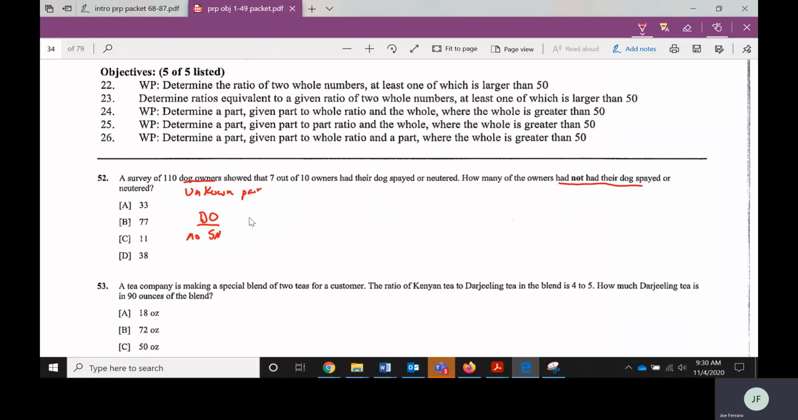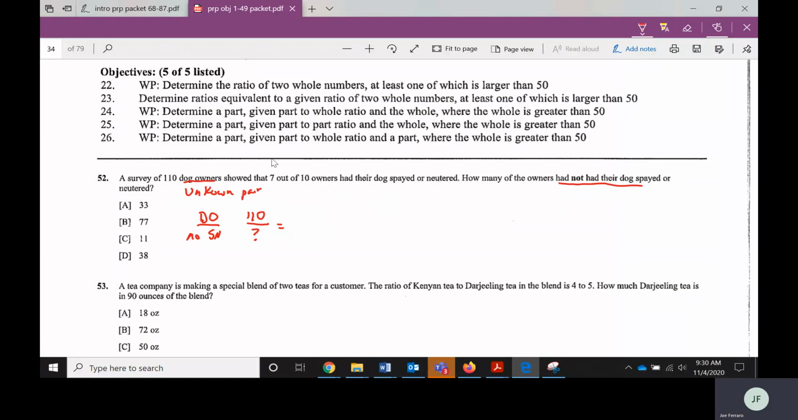I've gotten in the habit of setting up the unknown pair first. Now, you don't have to do it this way, but in the unknown pair, we know one of these. The number of dog owners is 110. How many had not had them spayed or neutered is what we're looking for. Now we're going to set up another ratio over here, and when we set 2 ratios equal, that's called a proportion, and that's what we can solve pretty easily.